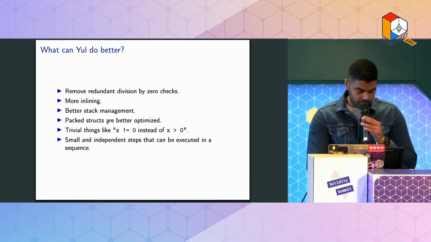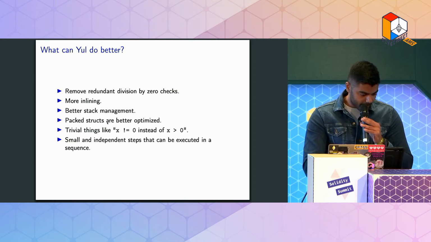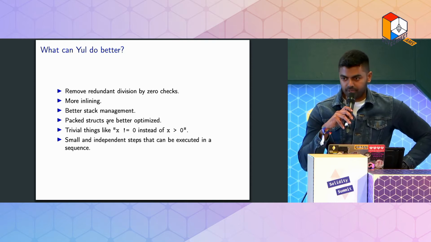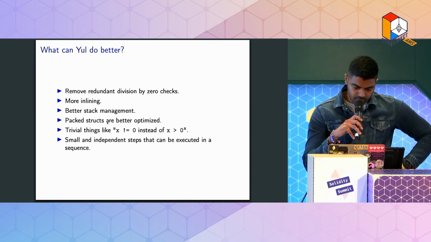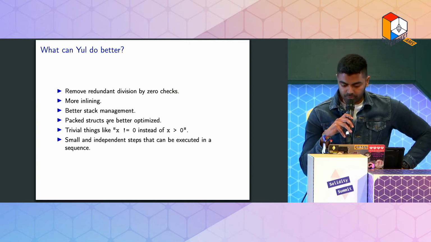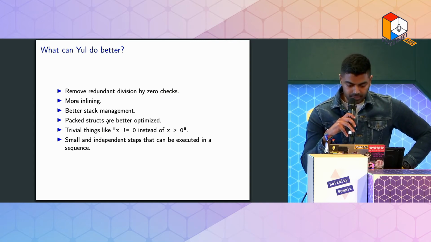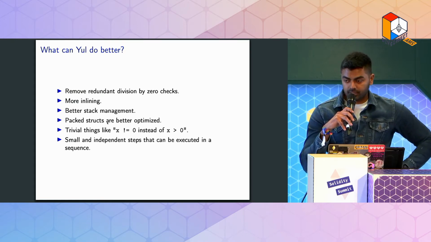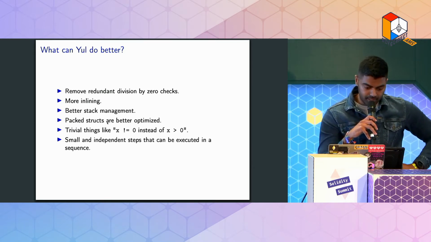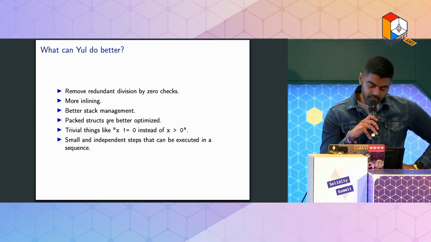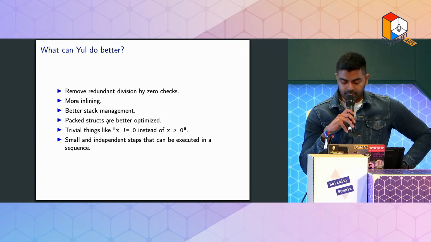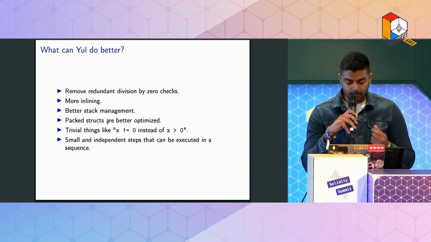So in general, what can UL do better? There are some very minor issues that people have complained about for years. All of these issues do not even exist in the UL optimizer. Very simple things like removing redundant division by 0 checks if you know that the divisor is non-zero, and it can inline significantly better. Inlining looks like a very trivial thing to do, but it turns out that it has a huge effect in gas savings.